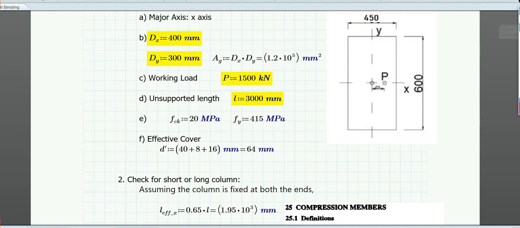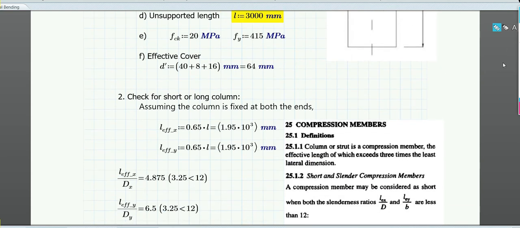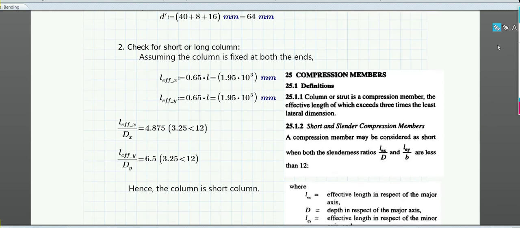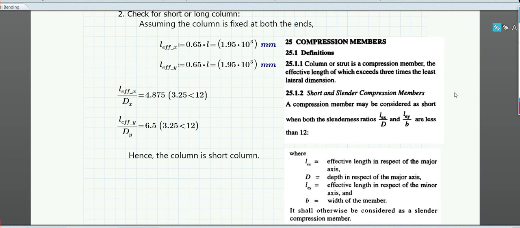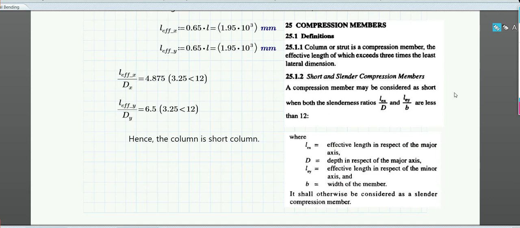Now, first thing is that we have to check for the short and long column. I think there is nothing to explain over here, everything is already known to you. This is a short column, basically L effective by dx and L effective by dy are both less than 12, so it's a short column.